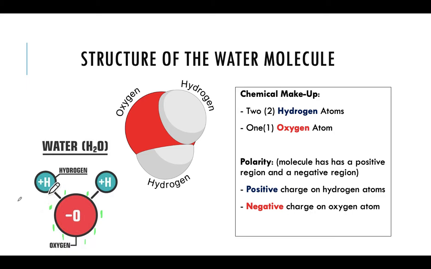But the second thing that does is create areas of polarity. So our hydrogen end becomes positive because that electron is spending its time around that oxygen. So this end of the molecule has a positive charge to it, and this part of the molecule has a negative charge to it. So this is our polarity, and the polarity is going to be important for some of the other properties that water has.